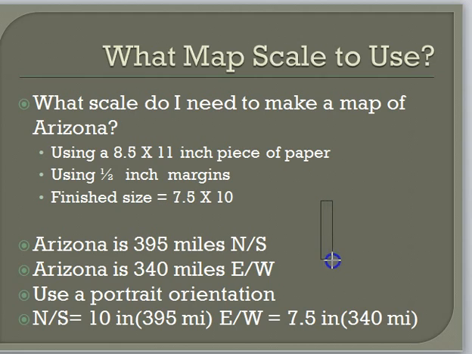What I'm talking about is that shape, right? Okay, so that's what I'm going to use for my orientation. So the 10 inches is going to accommodate the 395 miles, and the 7.5 inches is going to accommodate the 340 miles on my map. Now I have to figure out what the scale is north-south and east-west, and which one is going to have the most reduction so that both aspects of Arizona can fit.